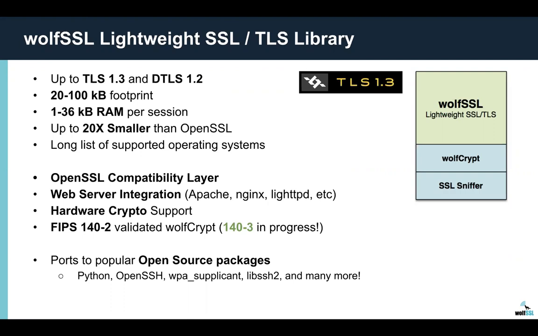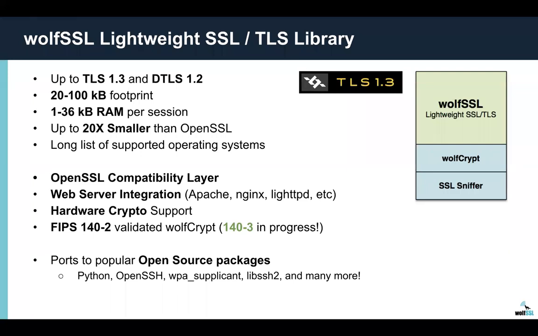We've tried to keep the footprint size as small as possible. Typical build sizes range from 20 to 100 kilobytes, depending on build size and compiler and optimization level, of course. Runtime memory is 1 to 36 kilobytes of RAM per session. This footprint size, if you compare that to OpenSSL, is about 20 times smaller. So definitely going to fit much more easily on an IoT or embedded device.